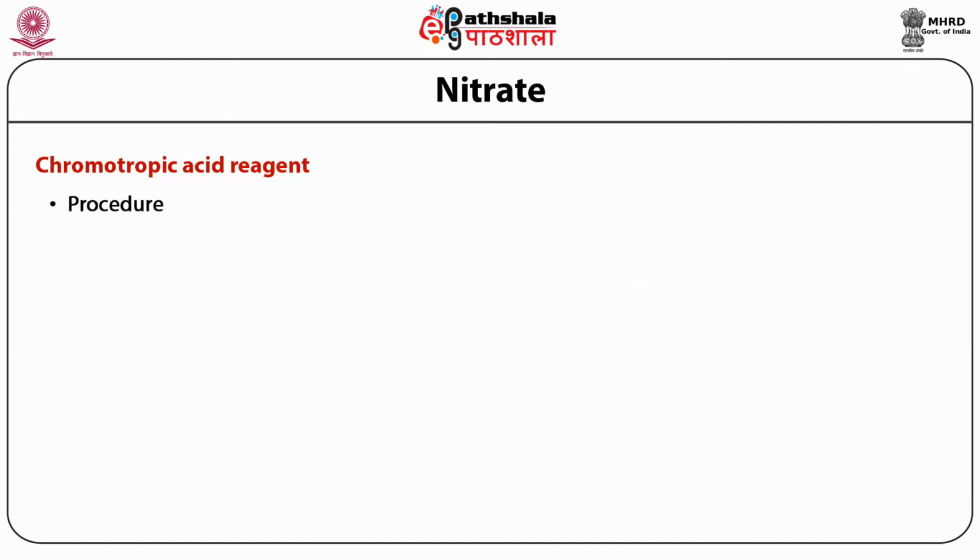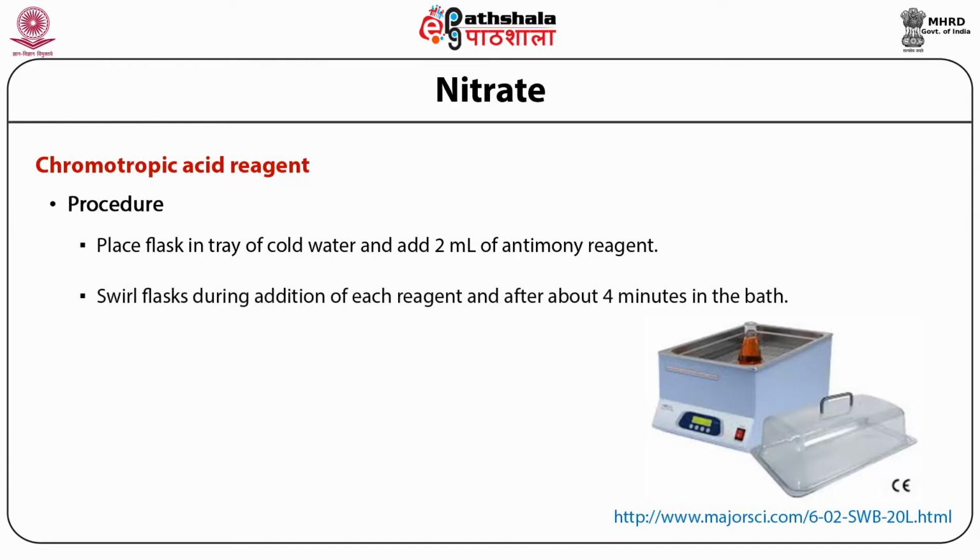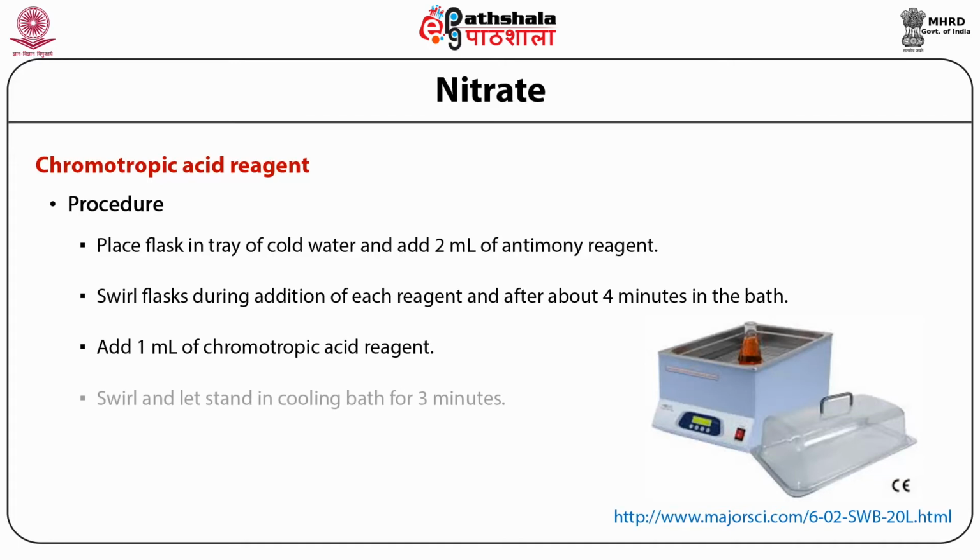Afterward place the flasks in a tray of cold water between 10 to 20 degrees centigrade, maintain the temperature, and add 2 ml of antimony reagent. Then swirl the flask during addition of each reagent and after about 4 minutes in the bath, add 1 ml of chromotropic acid reagent, swirl, and let stand in the cooling bath for 3 minutes.